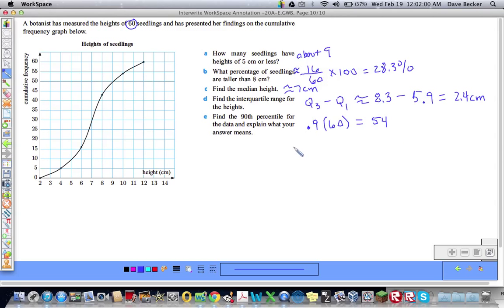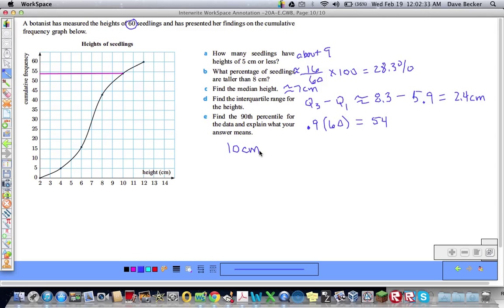Okay, so I have to start with the 54th seedling right there. And so I'm going to take my line, and I'm going to say, okay, it's about there. Oh, they have a nice little dot for me. Isn't that nice? And that goes straight down to 10. Okay, so that means the 90th percentile is 10 centimeters.